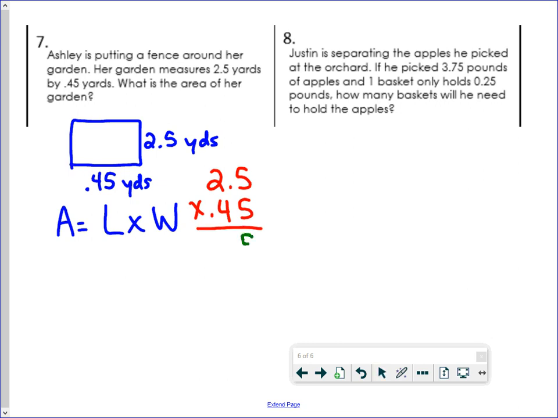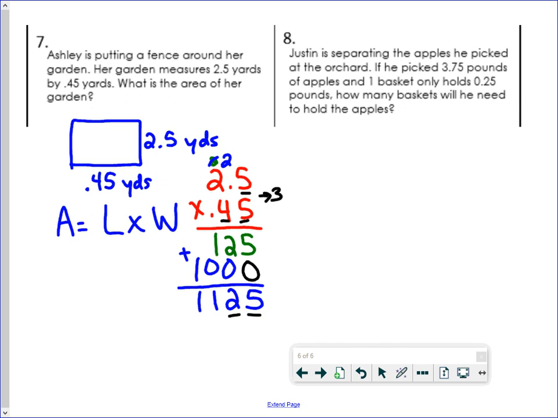5 times 5 is 25. 10 plus 2. Put our place value holder. 4 times 5 is 20. 4 times 2 is 8, plus 2 is 10. We're going to add them up. Our decimal points, don't forget about those. So we have 3 places there, so we need 3 in our answer. And there you have it.